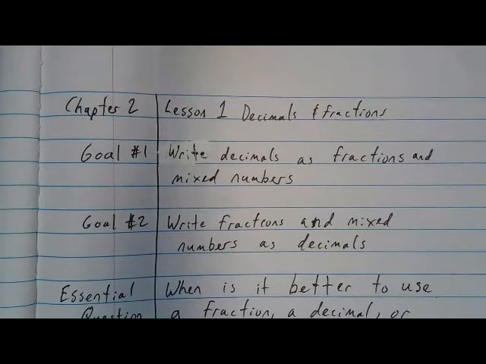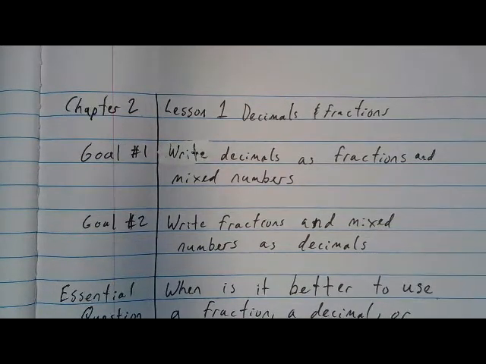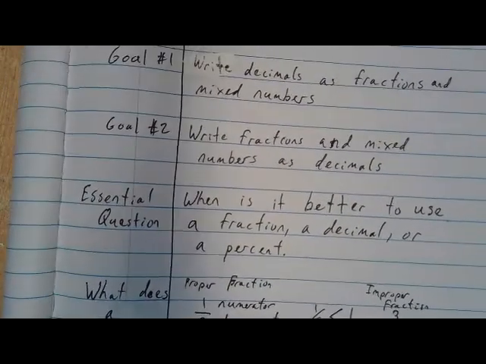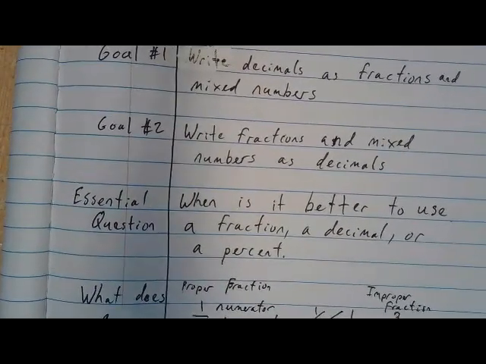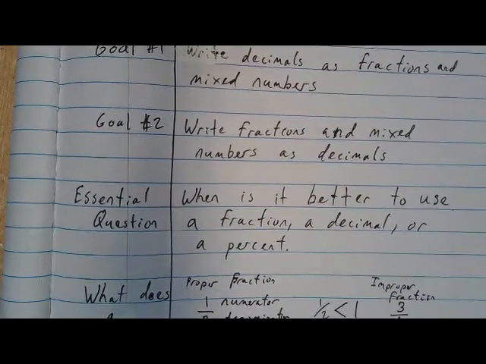Okay, so this is chapter 2, lesson 1, decimals and fractions. The first goal is to write decimals as fractions and mixed numbers. And goal number 2 is to go the other way around, write fractions and mixed numbers as decimals. The whole point of this chapter, at the end of it, you should be able to tell or know which is better to use. Because there'll be a time to use fractions, there'll be a time to use decimals or percents.